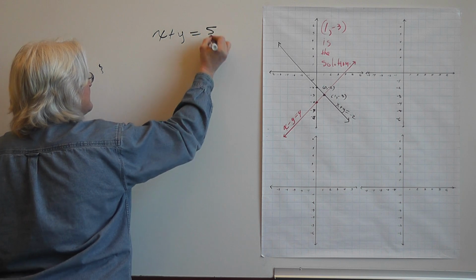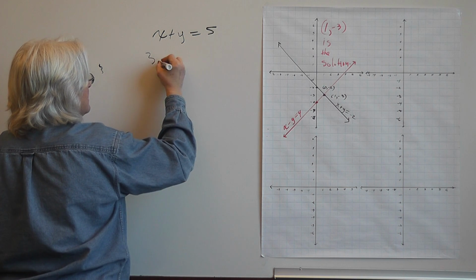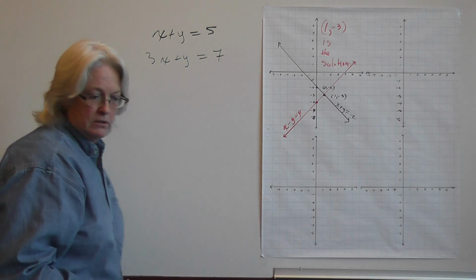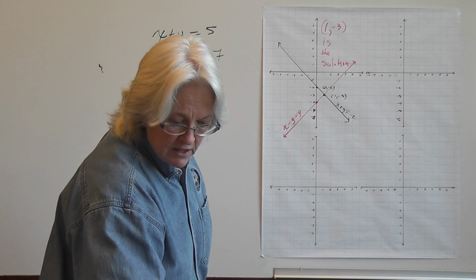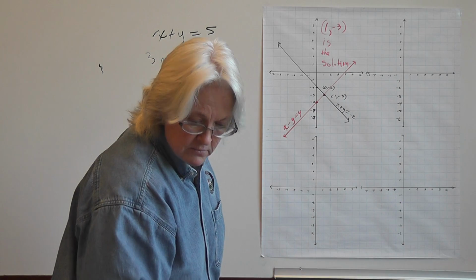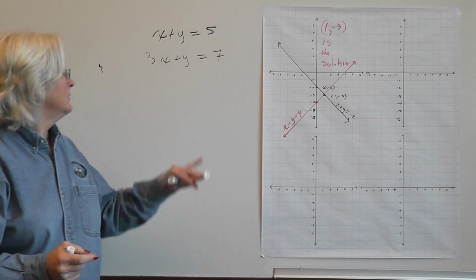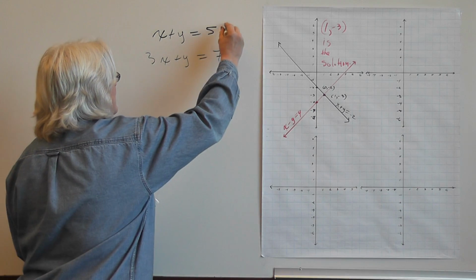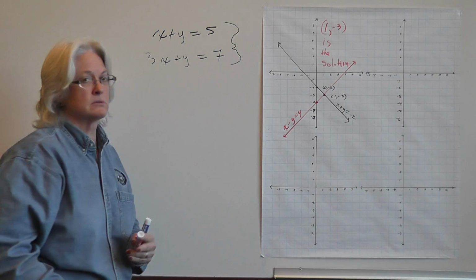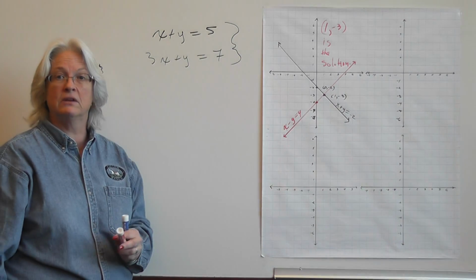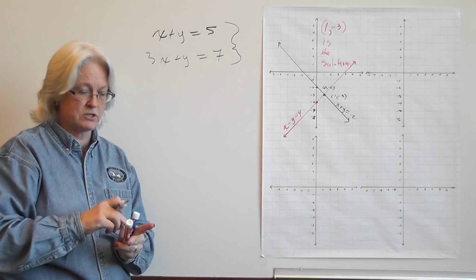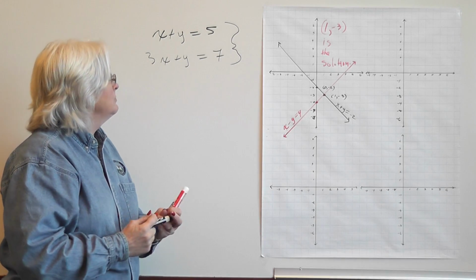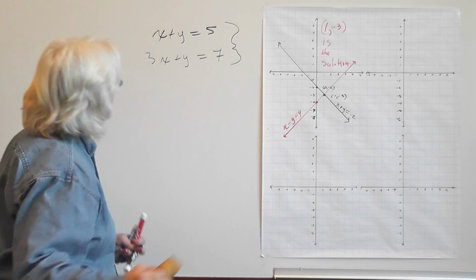x plus y is 5, 3x plus y is 7. What do we need? We want to find the solution to this system of equations. Sometimes some of your books will put a brace around it to indicate that those two equations are together and that you want to find a solution to both of them at the same time.